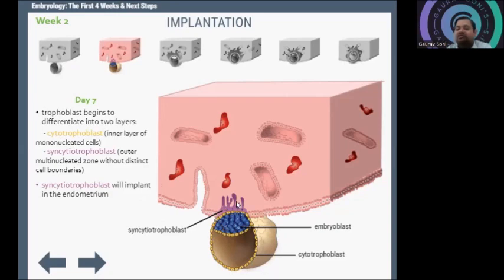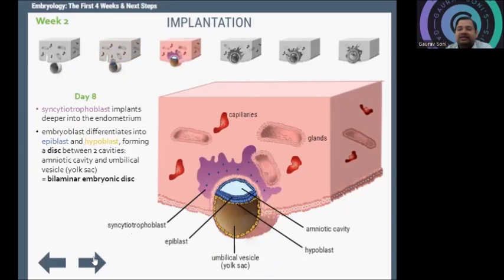So first of all, syncytiotrophoblast will go inside and adhere. Then it will pull other parts of the blastocyst inside the endometrium. Then next day what will happen? Syncytiotrophoblast will implant deeper into the endometrium. Embryoblast now will differentiate into epiblast and hypoblast. You can see this particular part.